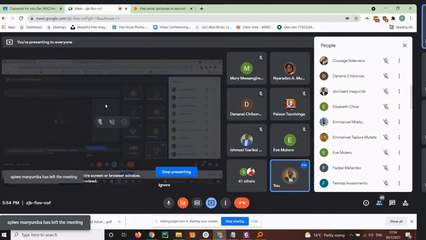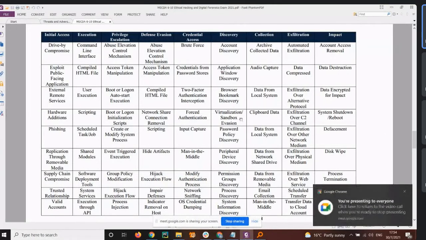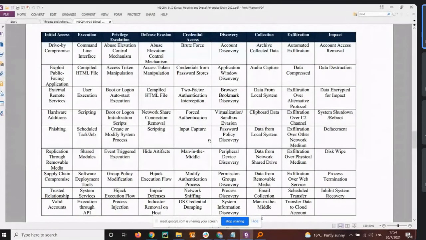Yeah, that's very correct. Thanks, Nyanadzo. Just to add on to what she has correctly highlighted, it doesn't just end at networks. You can also discover different devices, the bookmarks in a browser, any other applications running on the machine, any other accounts installed on the same computer, and any other processes on the exact same computer. So gathering all this information is the process of discovery.